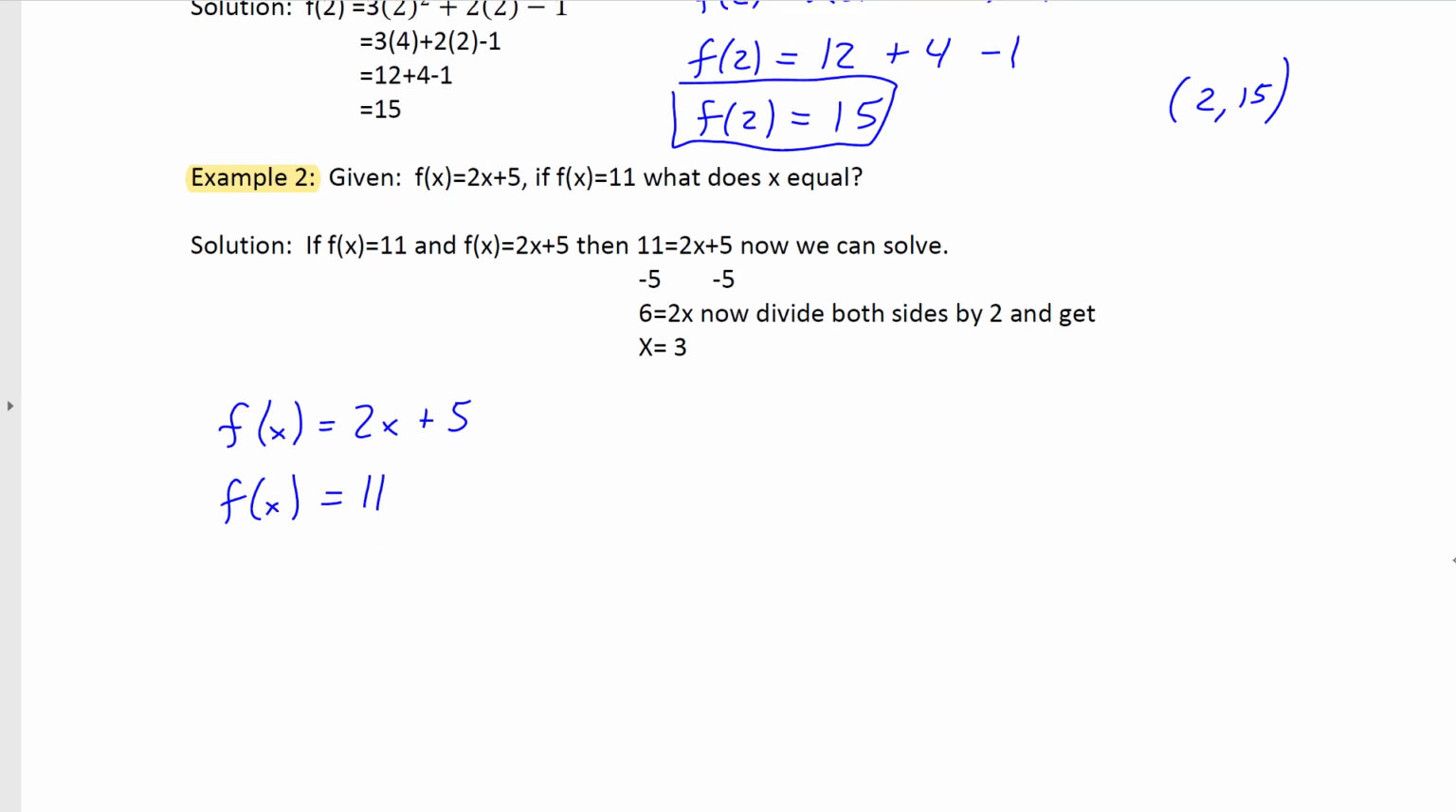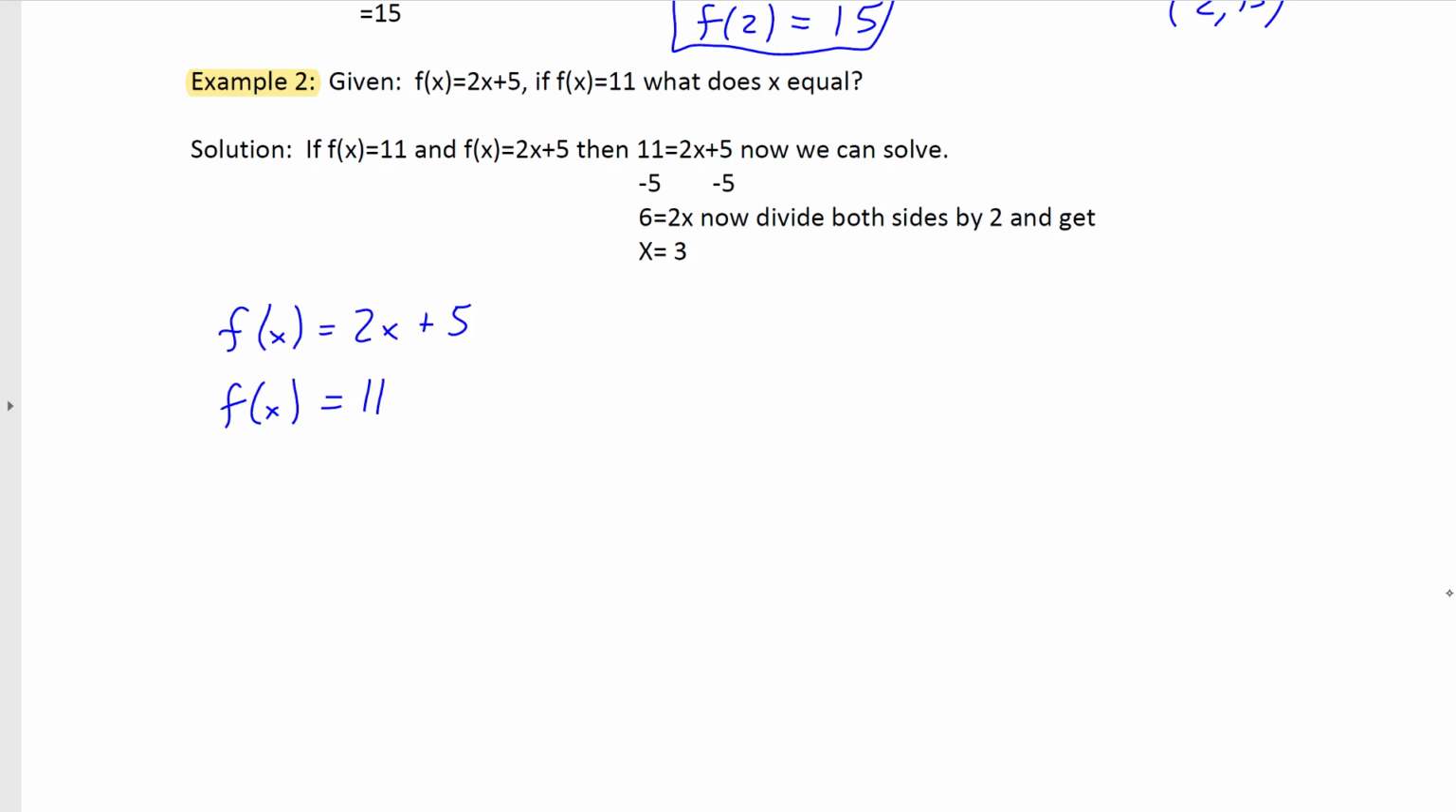So what we have here are f of x being equal to two different things. And what that implies, if you remember back to the substitution work that we did in section 2-4, is that those two things must be equal to each other. In other words, I can replace f of x in the first equation with 11, and we have 11 equals 2x plus 5. Or I could have replaced f of x in the second equation with 2x plus 5, and we get 11. Either way works, it doesn't make any difference.